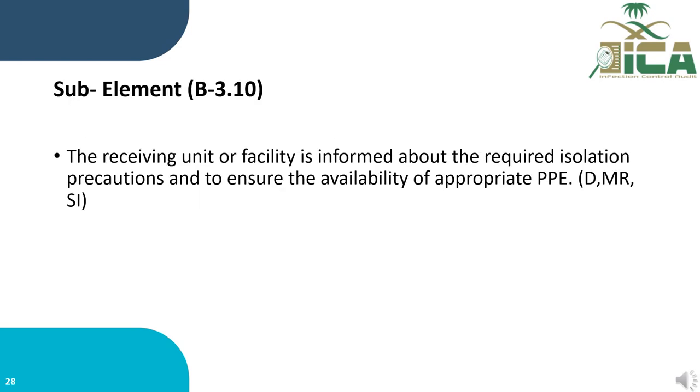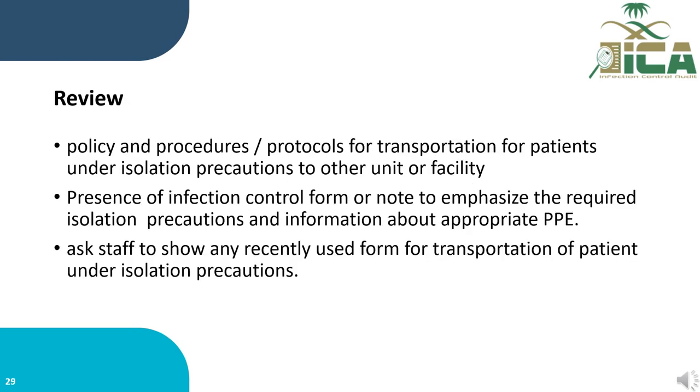Sub-element B3.10: the receiving unit or facility is informed about the required isolation precaution, to ensure the availability of appropriate personal protective equipment. For this, we need documentation in the medical record and staff interviews to evaluate and audit this sub-element. You need to review the policy and procedure and also the protocol for the transportation of a patient under isolation precaution to another unit or facility. You also need to check whether there is an infection control form to emphasize the required isolation precaution and information about appropriate personal protective equipment.